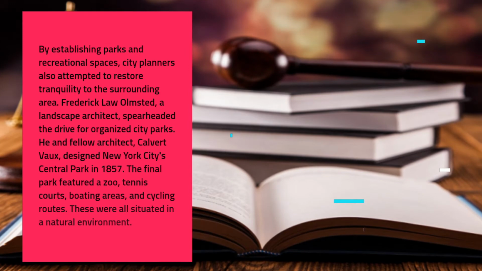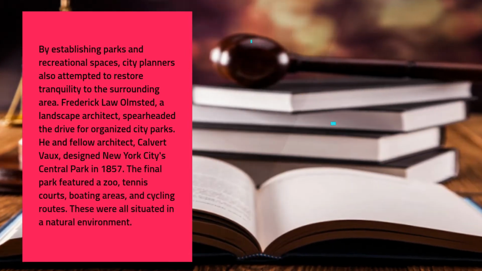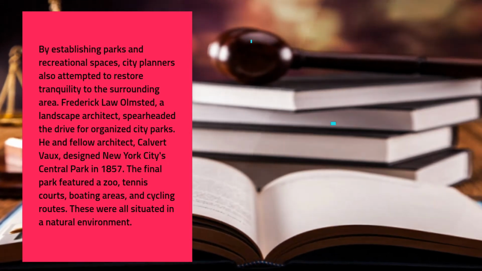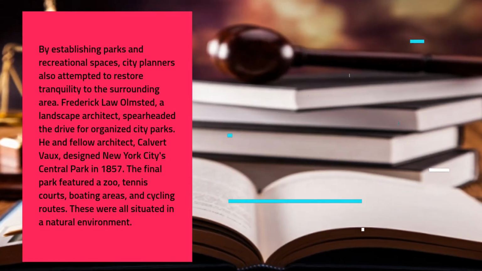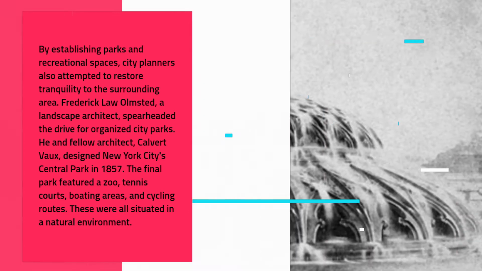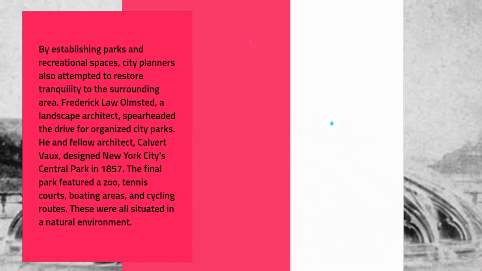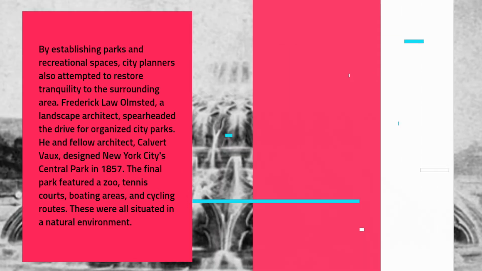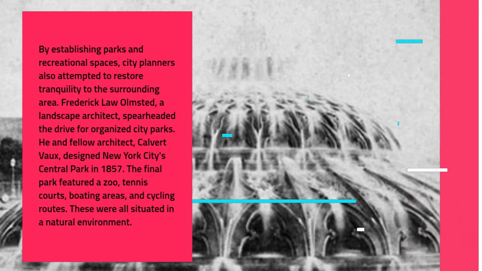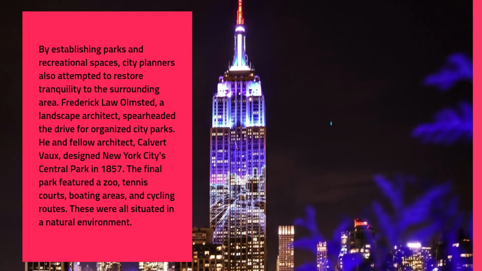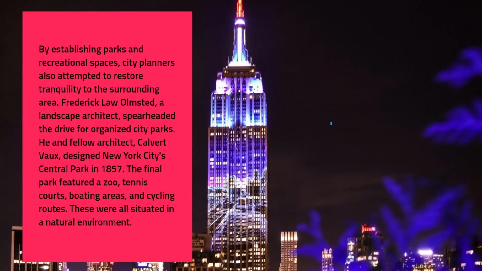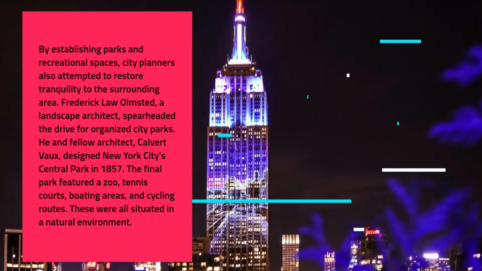By establishing parks and recreational spaces, city planners also attempted to restore tranquility to the surrounding area. Frederick Olmsted, a landscape architect, spearheaded the drive for organized city parks. He and fellow architect Calvert Vaux designed New York City's Central Park in 1857. The final park featured a zoo, tennis courts, boating areas, and cycling routes. These were all situated in a natural environment.